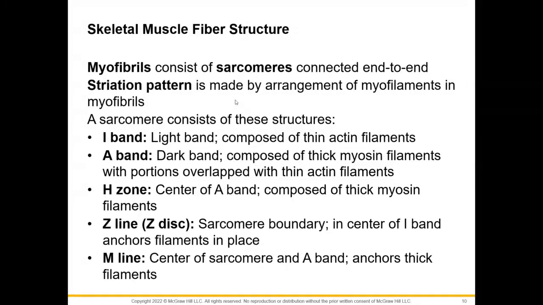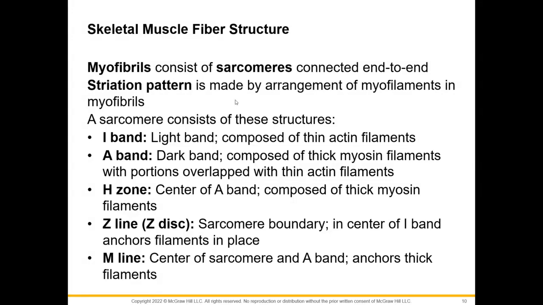Now we can actually divide the sarcomere up into different structures based on intensities of color. The I band, this is a very light band. It's composed just of the thin filaments, which are actin. Then you have an A band, which are darker bands, and they're composed of thick myosin filaments with portions overlapped with the thin actin filaments. Then you have an H zone. This is the center of the A band, composed of thick myosin filaments.